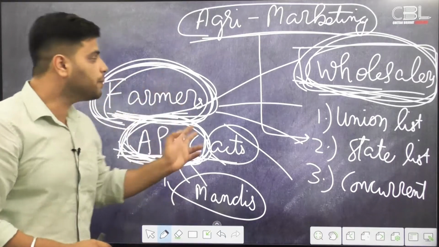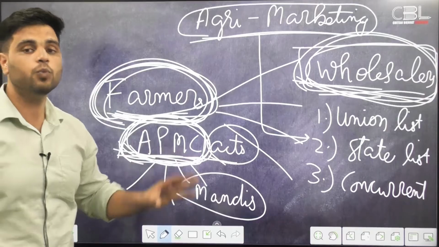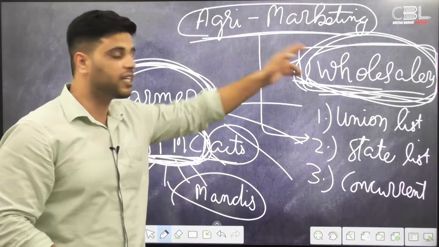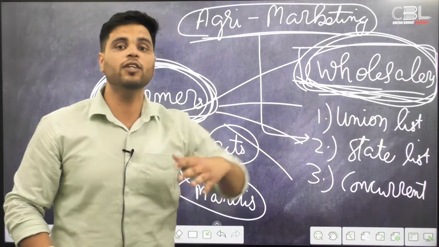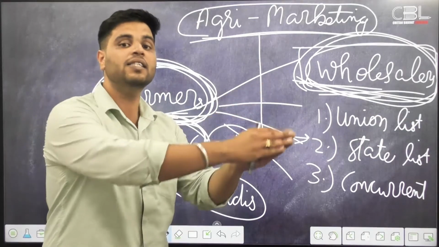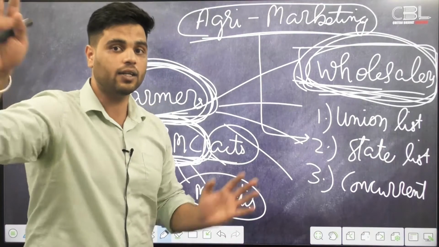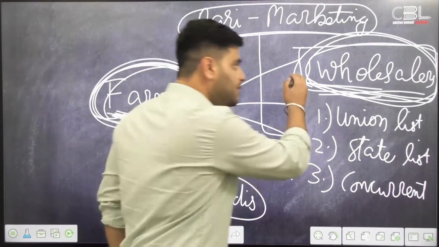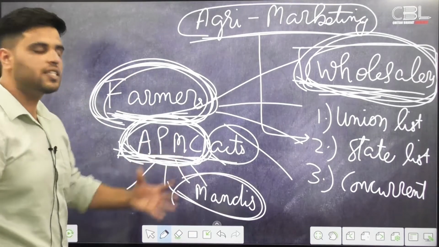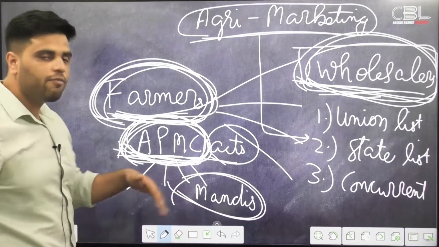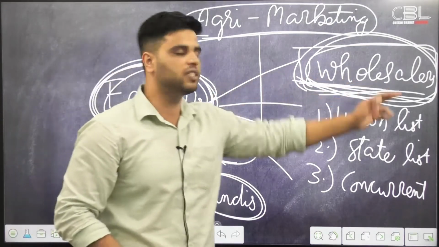Clear? Farmers were not allowed to sell outside these mandis. Farmers were told that they cannot sell outside these mandis. If farmers were selling their produce to someone else, that particular someone else had to sell that commodity further in these agricultural marketing yards or mandis. So this is how through APMC, the Government of India, or to be precise, state governments, were regulating these wholesalers.